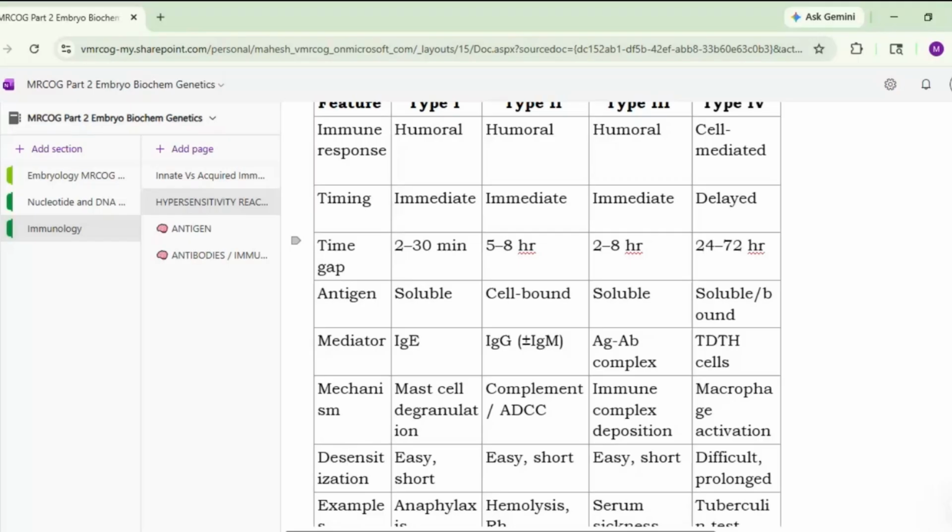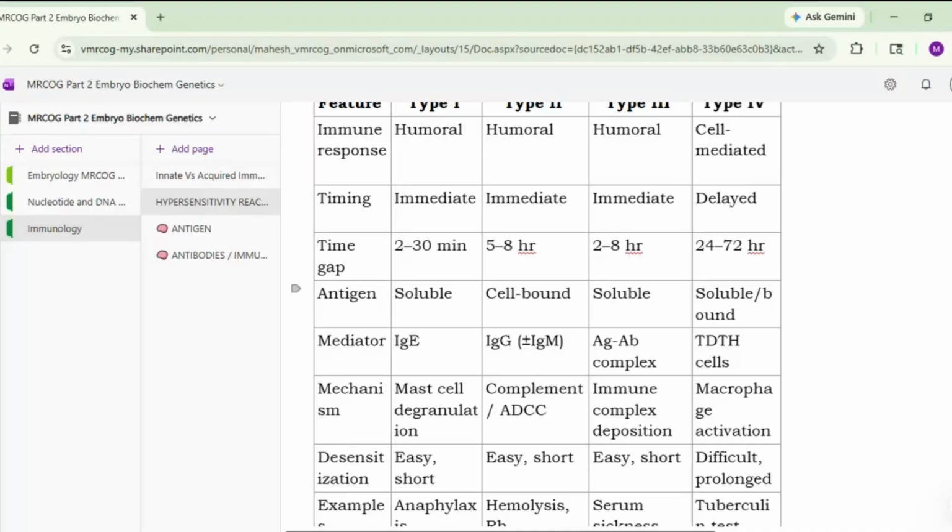Now the antigen in type 1 is a soluble antigen, while in type 2 it is a cell bound antigen. In the rest of the cases it is soluble, or it may be bound antigen in type 4. So for type 4 it may be soluble or bound, while in type 2 it is always a cell bound antigen.